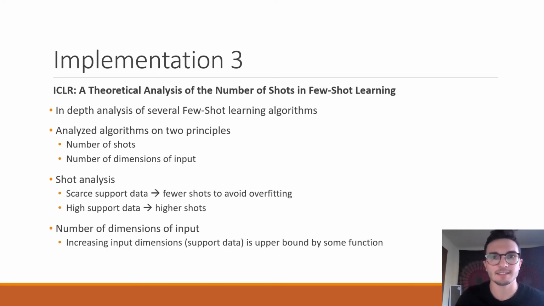Next, I found another ICLR article which performed a theoretical analysis of the number of shots in few-shot learning. Its research focused on two main features of the algorithm, primarily the number of shots, or examples of correct input to the algorithm, and the number of dimensions of the input.